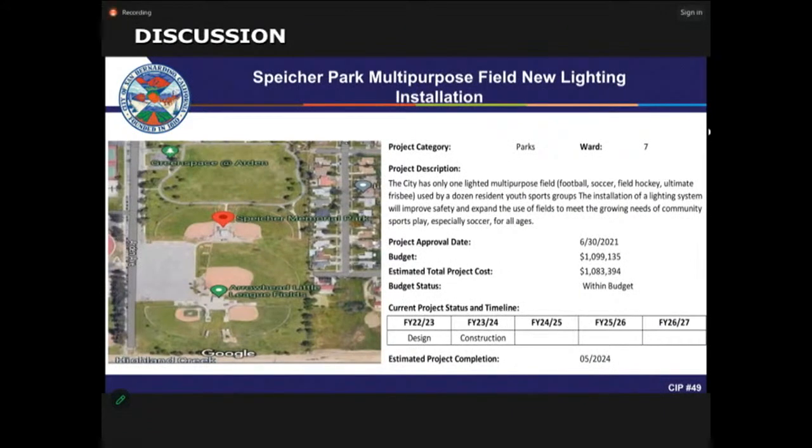So this is basically the Spiker Field multipurpose field lighting installation north of the Little League fields. There's an open field, so we're going to be installing new Musco lighting. Most of these lighting systems are national standards, and we're going to be following the installation and the standards for a national ball field lighting system.